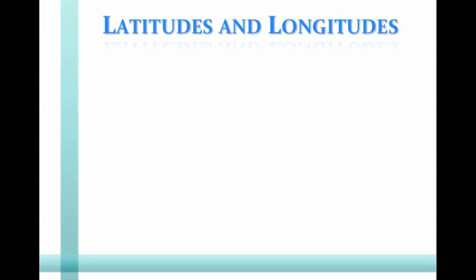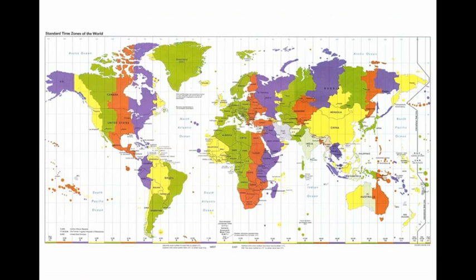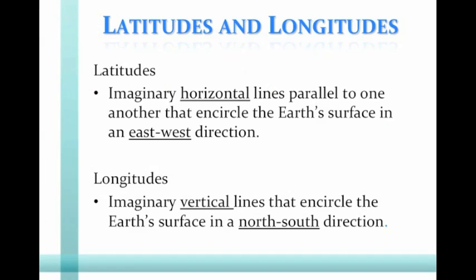Next, let's focus on reading the world. And to do that, you will have to know about latitudes and longitudes. Notice how the world map is dissected by horizontal and vertical lines. These are latitudes and longitudes. Latitudes are imaginary horizontal lines parallel to one another that encircle the Earth's surface in an east-west direction. As compared to longitudes, they are imaginary vertical lines that encircle the Earth's surface in a north-south direction.